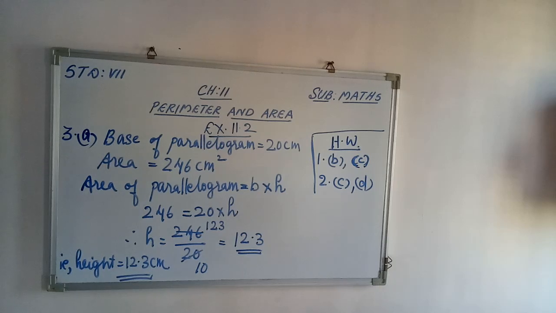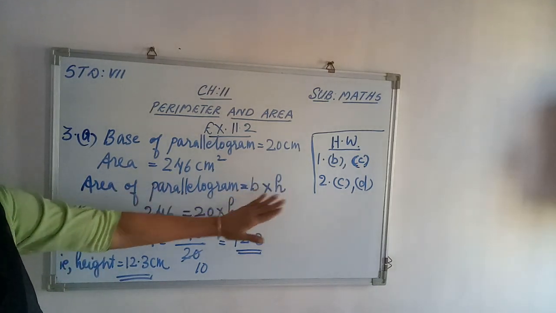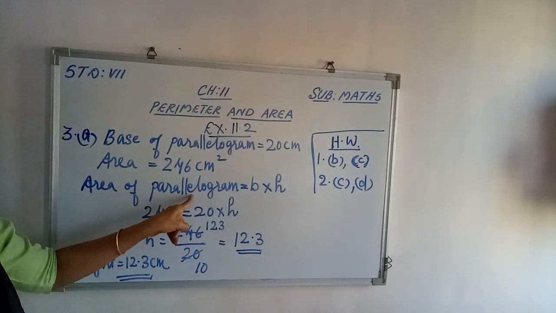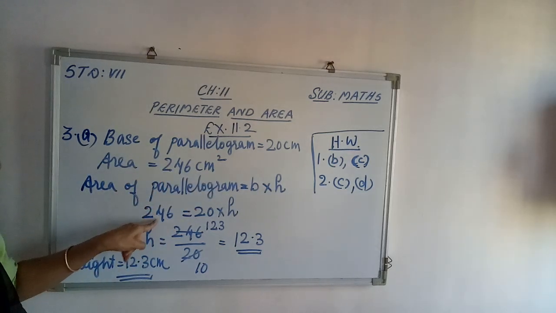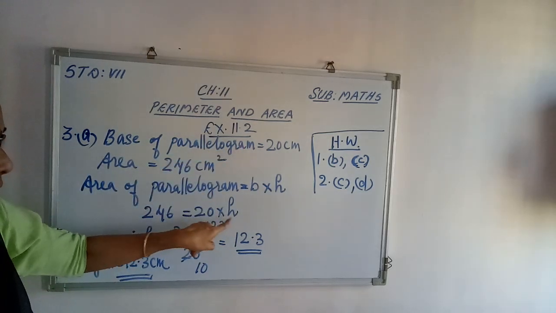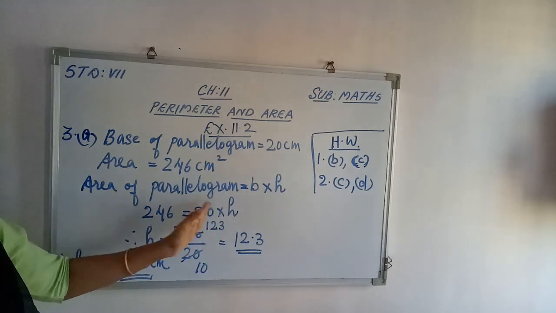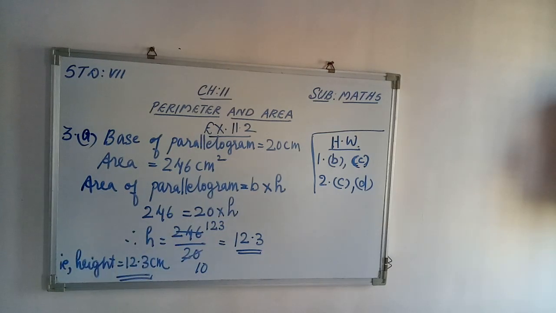Is that clear? Just you have to substitute the values in the formula. Base given, area given. Area of parallelogram, we know that base into height. So area of parallelogram 246, base given as 20 and height we have to find out. So 246 is equal to 20 into H, therefore H is equal to 246 divided by 20 will give you 12.3.